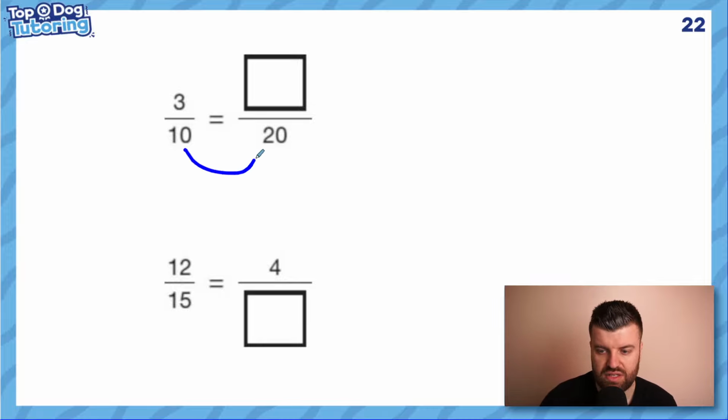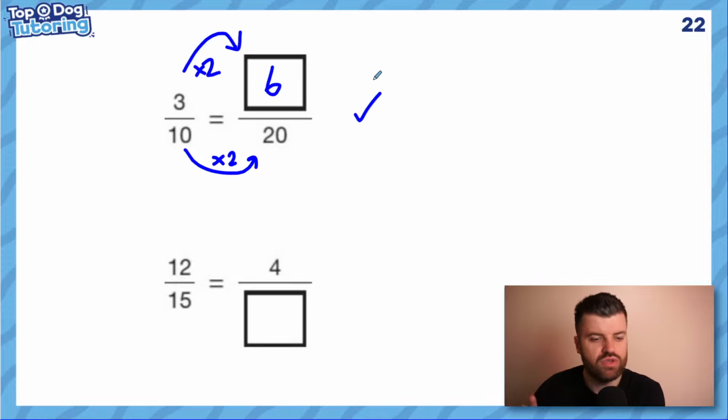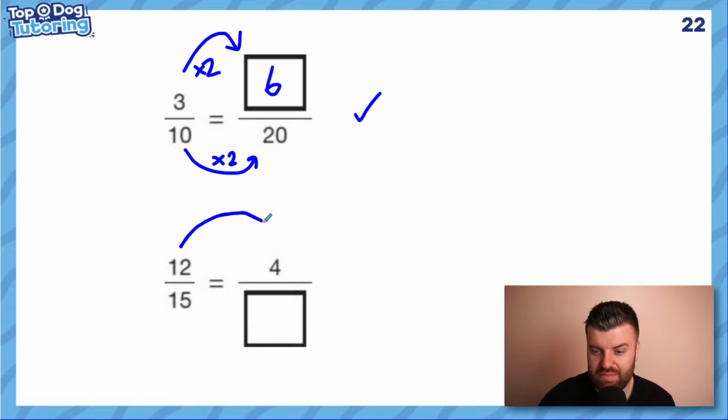So how do we get from 10 to 20? Well, we multiply by 2. So simply at the top, do the same. 3 multiplied by 2, this is going to be 6 out of 20. That's something that most children can do. Most people get that right. The next one is trickier because simply, we're not multiplying. How do I go from 12 to 4?